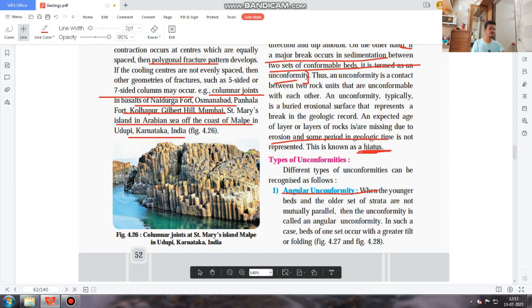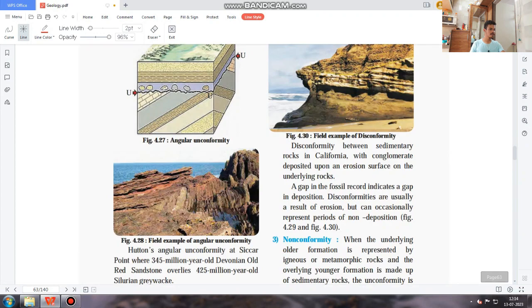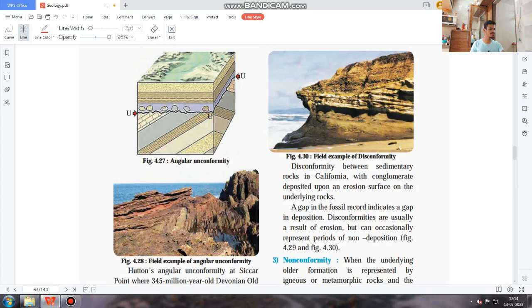Types of unconformities. Angular unconformity. Angular unconformity is what? When the younger beds and the older set of strata are not mutually parallel, they are called an angular unconformity. You can see over here the younger beds and older set.